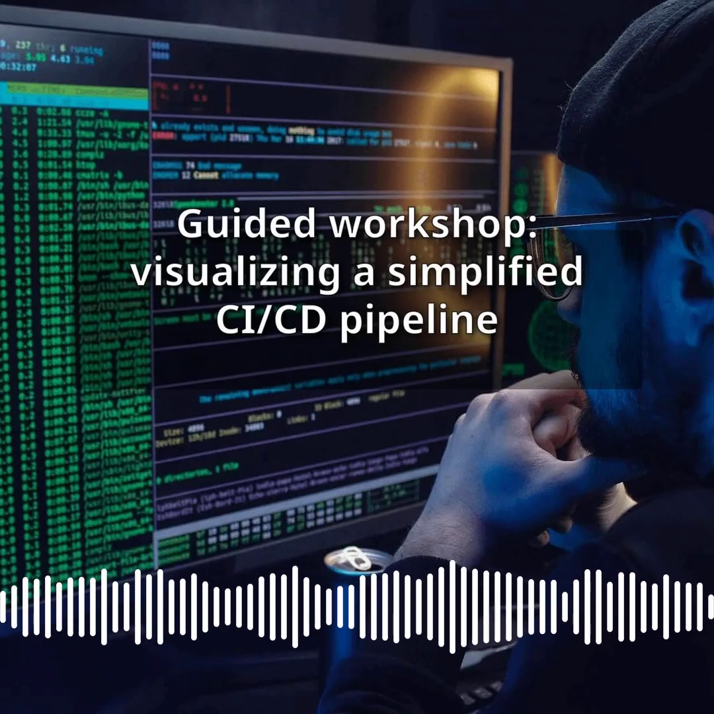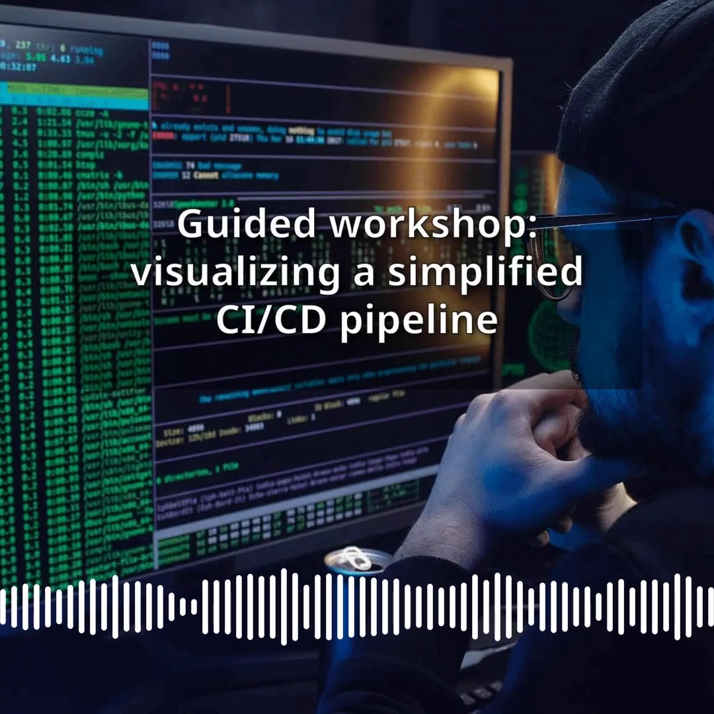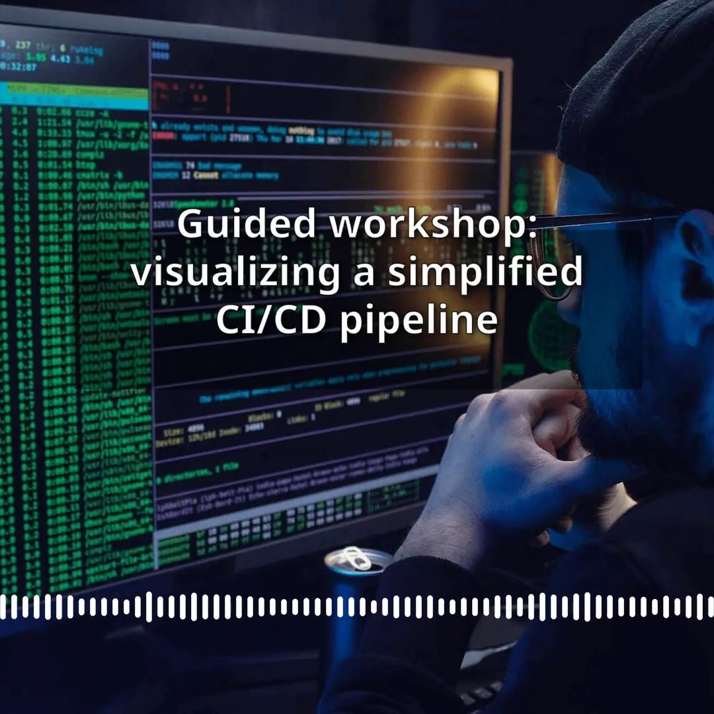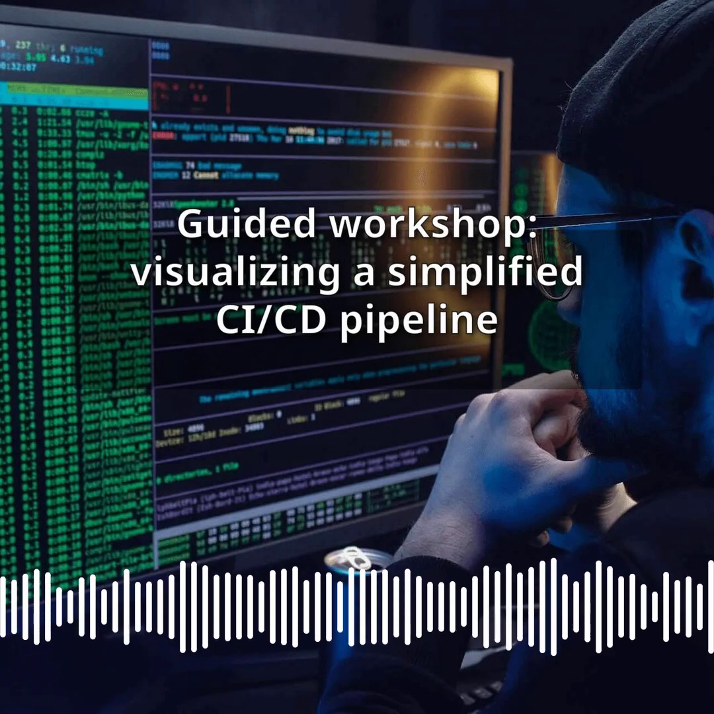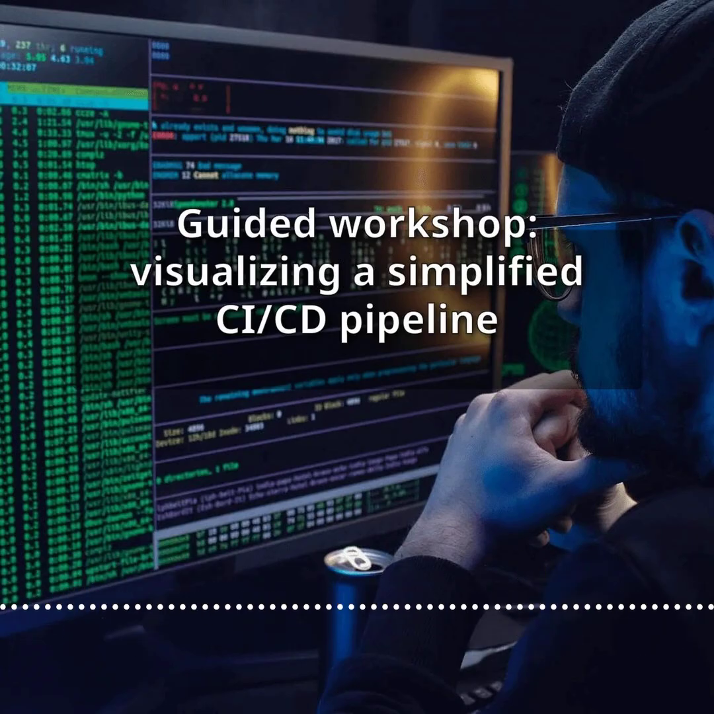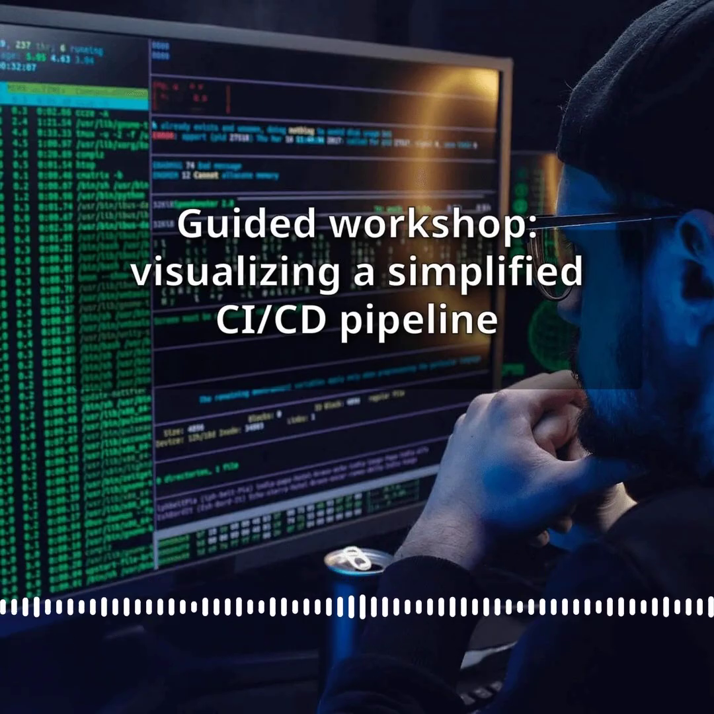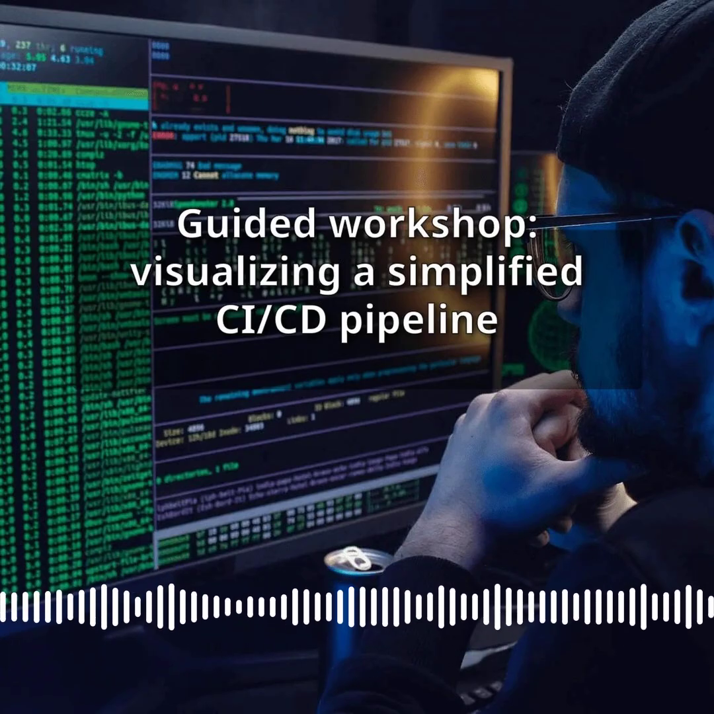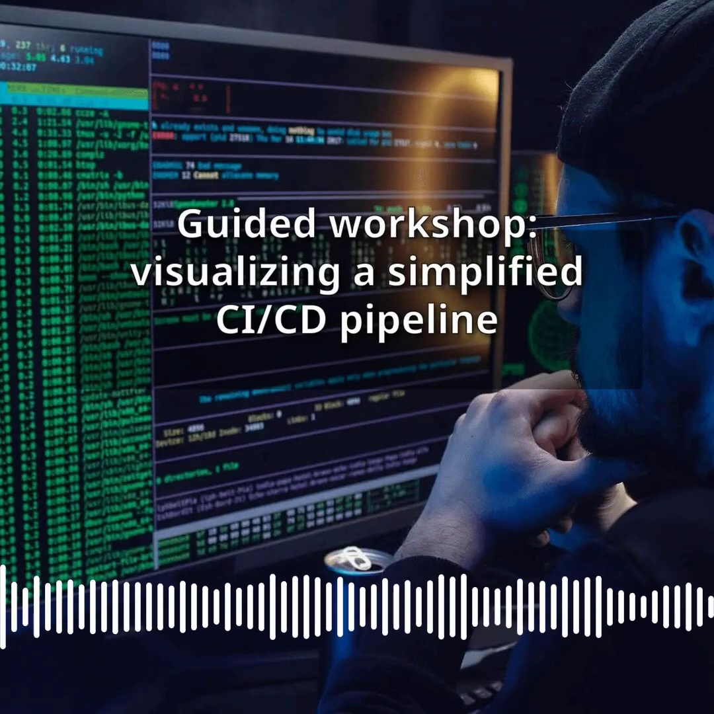Continuous delivery ensures that this validated code is always in a deployable state, ready to be shipped to a staging or production environment at any moment. Continuous deployment goes one step further. Every validated change is automatically deployed to production. A simplified CI/CD pipeline typically flows through these stages: code, build, test, security scan, deploy, monitor.